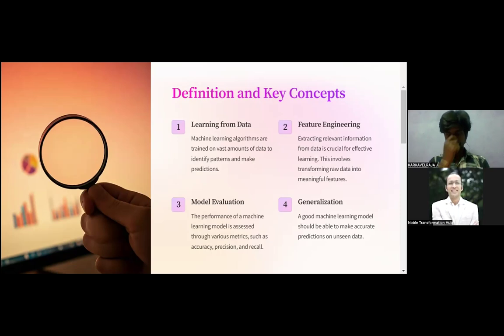Model evaluation: the performance of the machine learning model is assessed through various metrics such as accuracy, precision, and recall. It's a basic overview. When you go for model evaluation, these are the processes which we go through. Generalization: the model should generalize well. A good machine learning model should be able to make accurate predictions on unseen data.